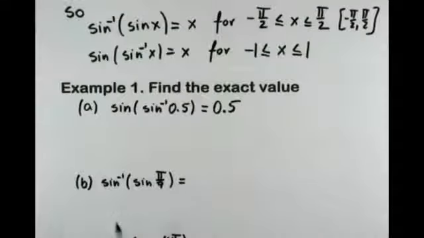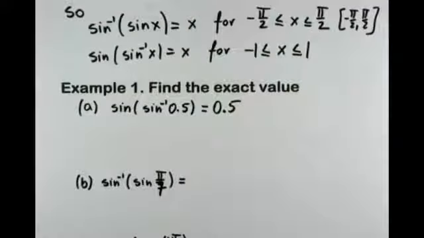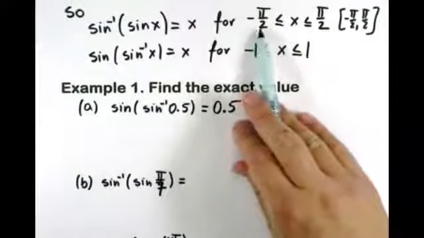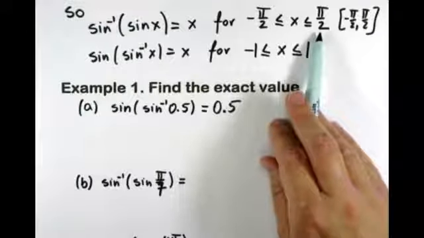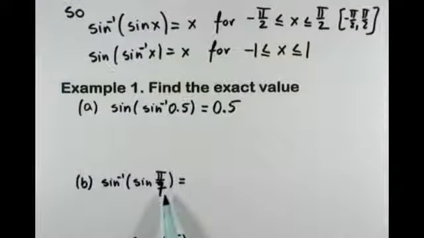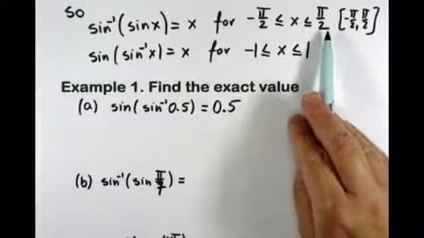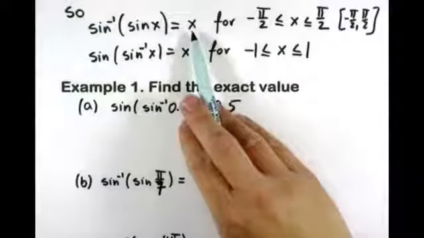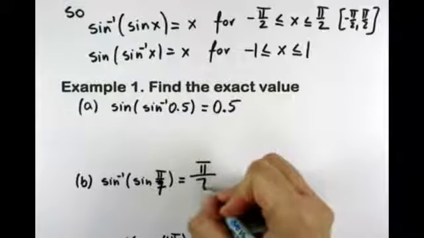Example B, sine inverse of sine of pi over 7. This is pi over 7. So the input needs to be between minus half pi and half pi. Pi over 7 is nothing else but 1/7 of pi. Is 1/7 less than half? Yes, it is. So by this formula, this is just my x, which is equal to pi over 7.